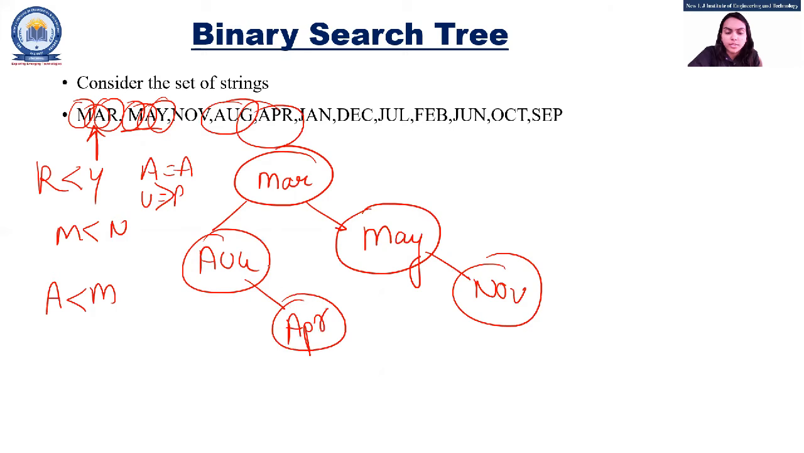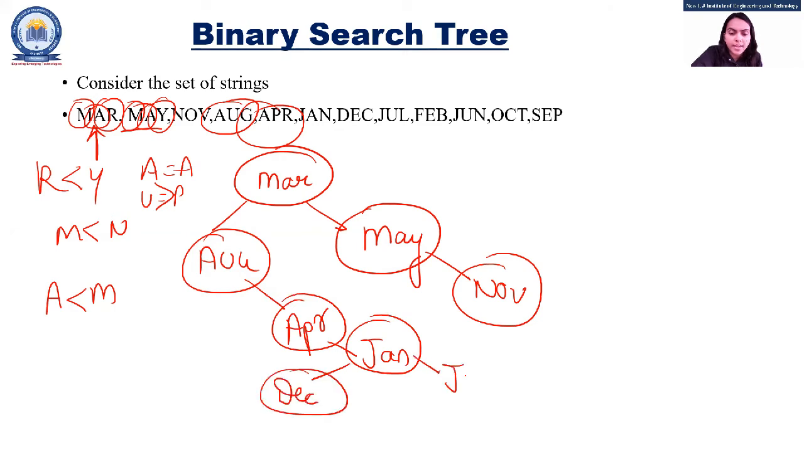Then we have January, greater than A and less than M. So it would be over here. Then we have December, greater than A and less than J. So December would be here. Then we have July. It would be greater than January. Then we have Feb. If you see here, A, B, C, D, E, F, G, H, I, and J, F is before J, but it is after D. So here we would have Feb.